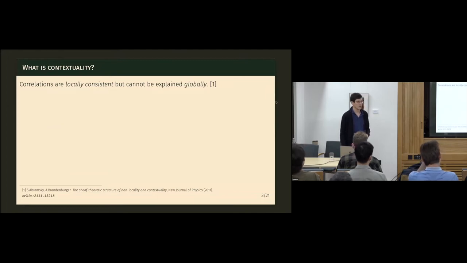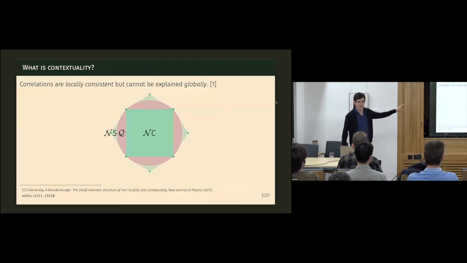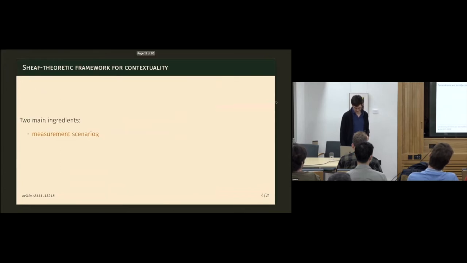For those more familiar with non-locality, you can draw the same kind of sets for non-local correlations. You have non-contextual correlations, then a bigger polytope, which is the no-signaling or no-disturbance polytope, and in between, the quantum set, which is a convex set.